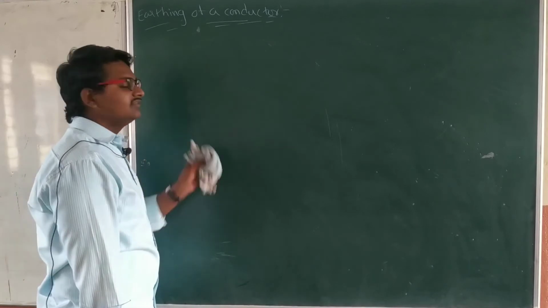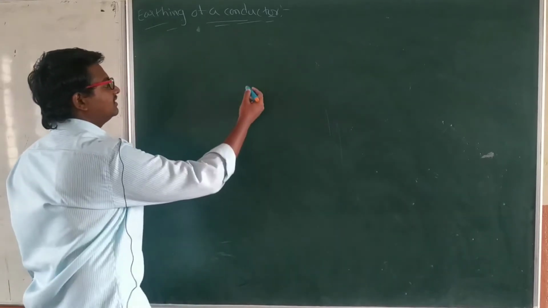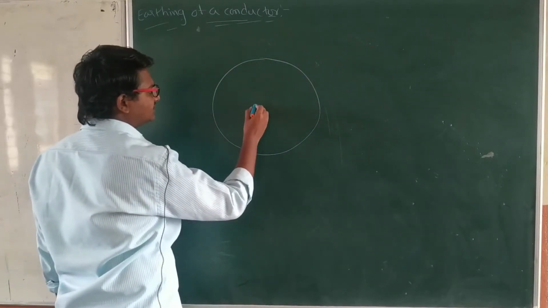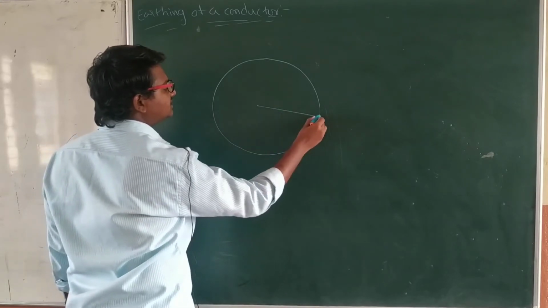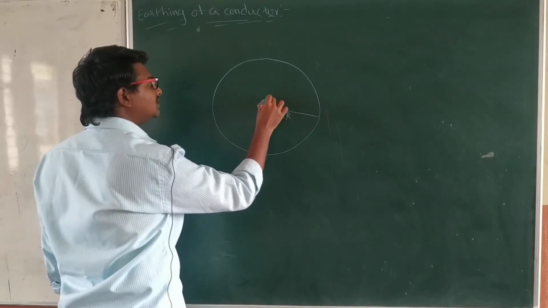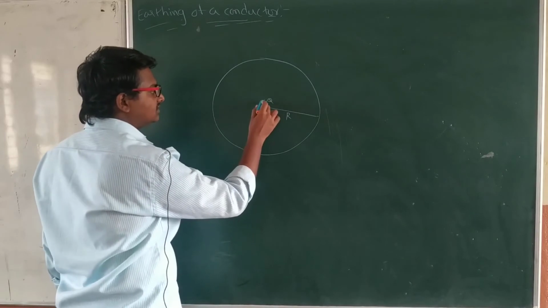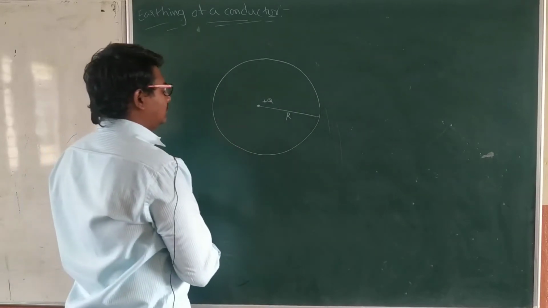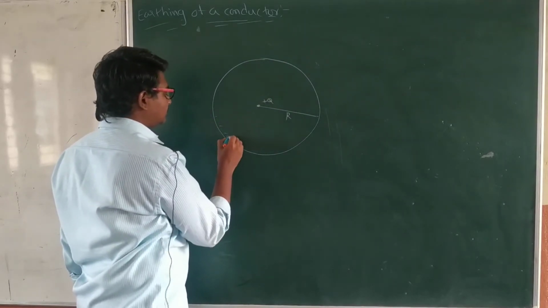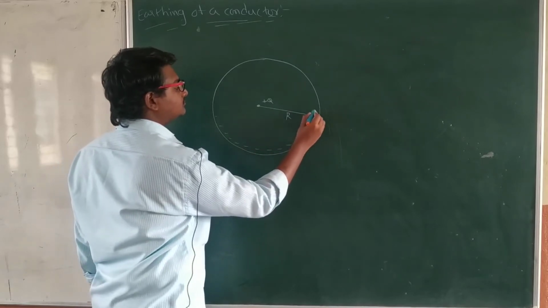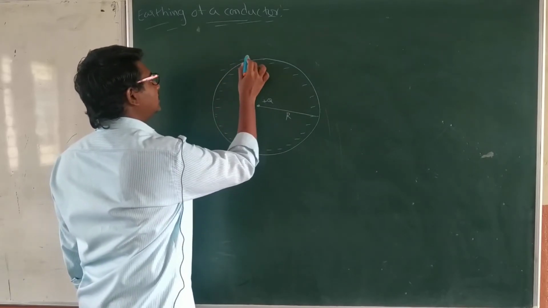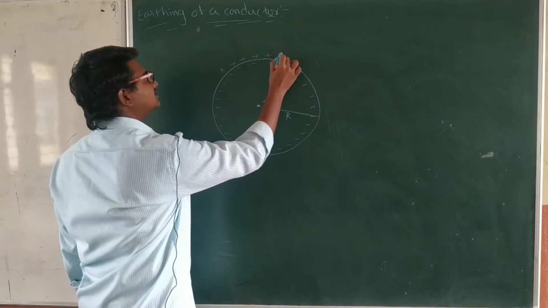Now let's discuss earthing of the conductor by using another example. Let's consider a spherical surface like this, whose radius is capital R. And I am keeping a positive charge plus q at the center of this sphere. Now because of this charge plus q, we are going to observe negative charges inside the shell, and outside we are going to observe the positive charges.